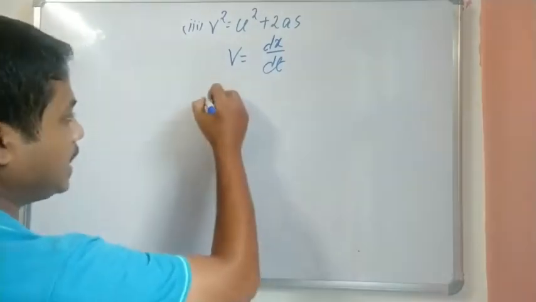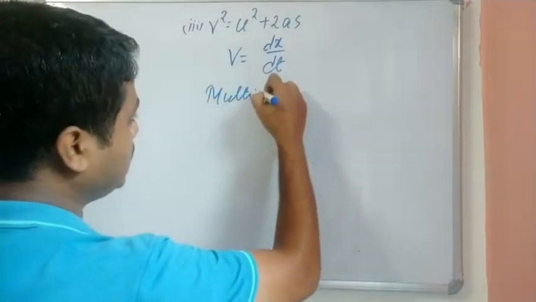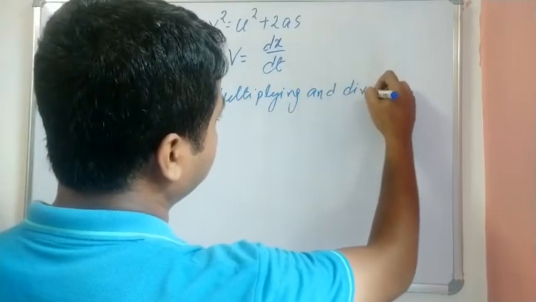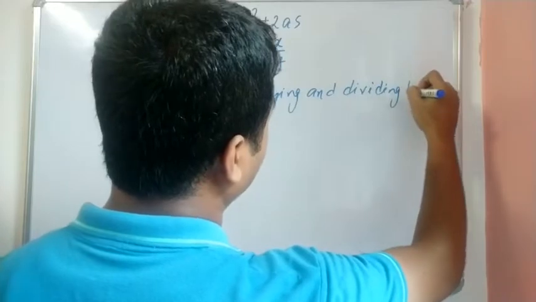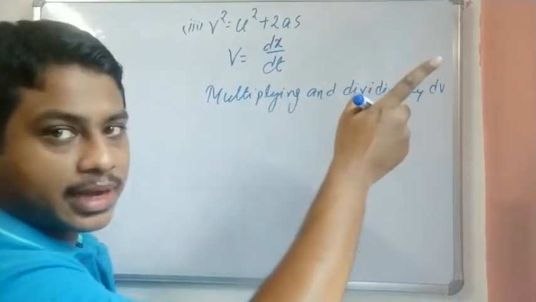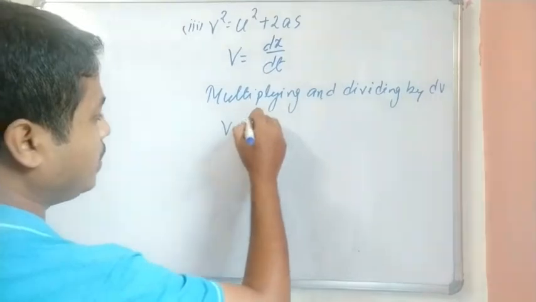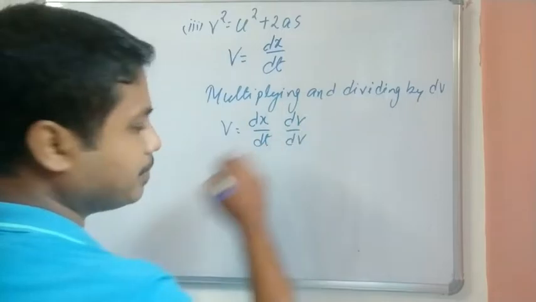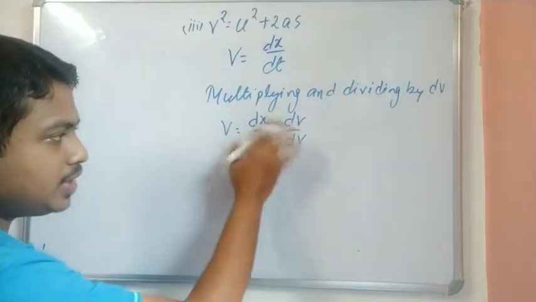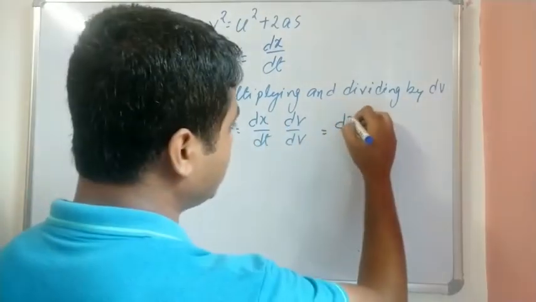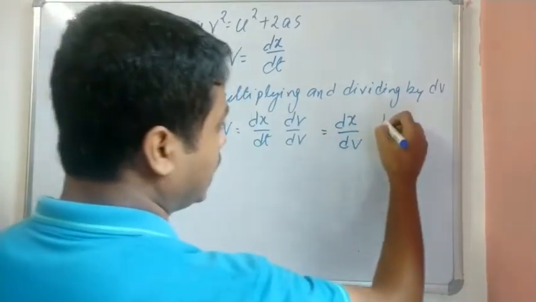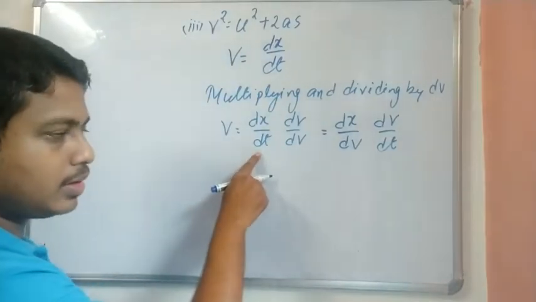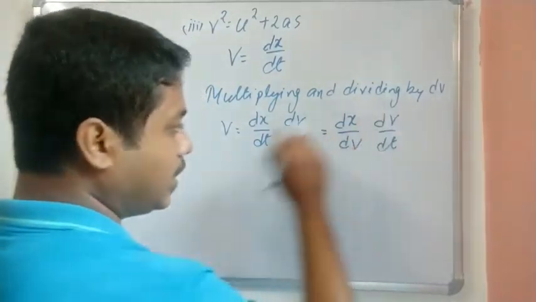Here what I will be doing is multiplying and dividing by dv on the right hand side. So v will be equals to dx by dt times dv by dv. Now I will be changing the position of the dv. So this I can write as dx by dv, then dv by dt. I have just changed the position of dv and dt. Clear? So dx by dv into dv by dt.